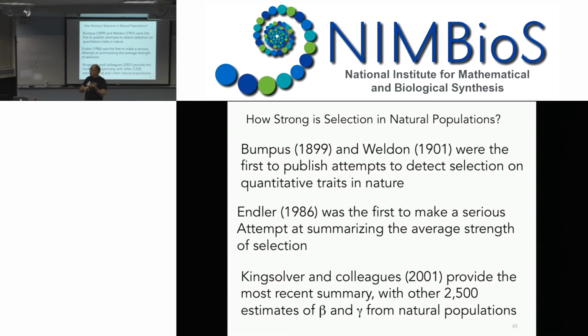We have changes in means and variances, directional and quadratic. We have differentials, the directional selection differential and the quadratic selection differential. Those are based upon the observed change in the mean, and for the quadratic selection differential, the observed change in variance corrected by adding s squared. We then have gradients. Gradients are the things we want to work with.